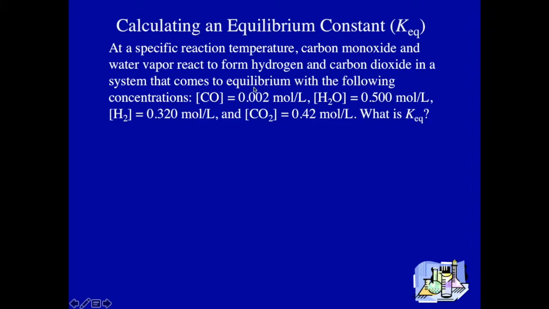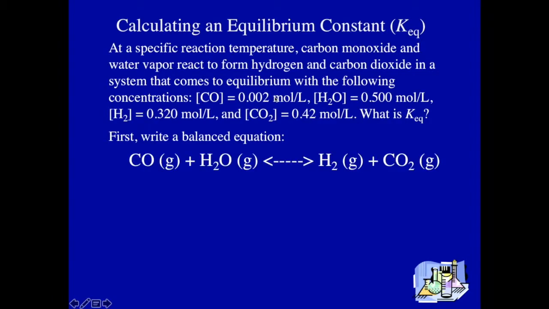So I need a balanced reaction. Notice 1 carbon, 1 carbon, 2 oxygens, 2 oxygens, 2 hydrogens, 2 hydrogens. This is a balanced equation. I have coefficients of 1, so that's a fairly friendly problem. I have my equilibrium constant equation. Again, you can write this on a card, but you need to remember products are C and D, reactants are A and B. What you need to do now is plug in the concentrations that you were given.